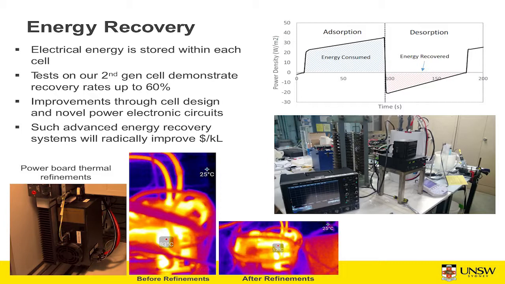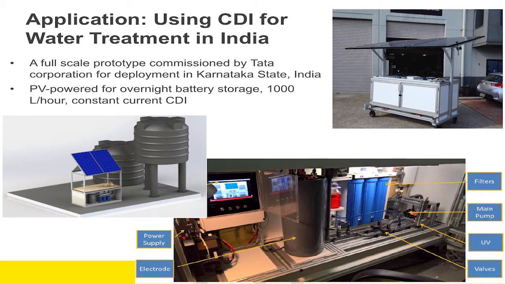So stepping back from the fundamental research, we can really see where this technology can be applied. The obvious one is treatment of low to moderate saline groundwaters for drinking water. To that end, we've engaged with Tata Corporation. They're a big Indian company you've probably heard of, who are quite committed to providing clean drinking water for a lot of the Indian population. They've commissioned us to build a full prototype, which is that one up the top right. It's purely PV powered, a kilolitre an hour, and a constant current CDI. It's about to be trialled in Western India, in Karnataka state.